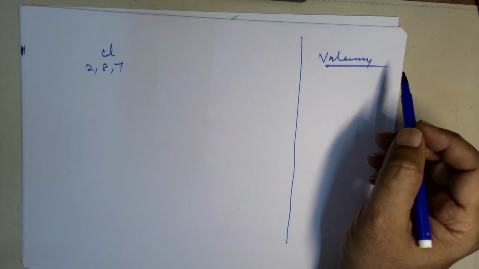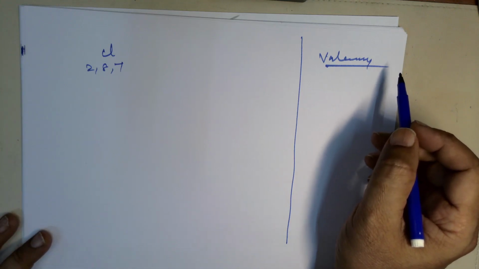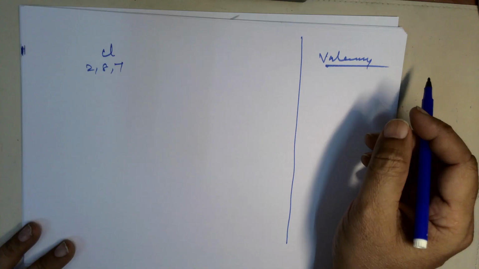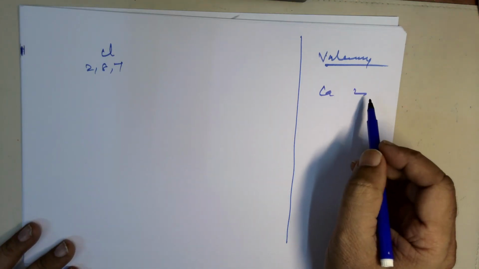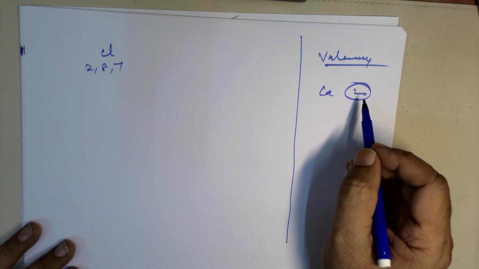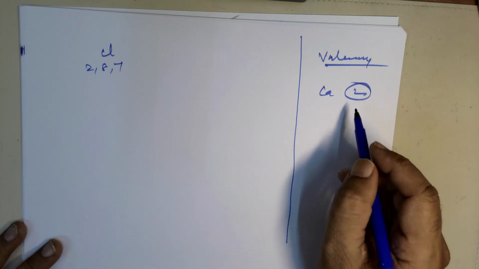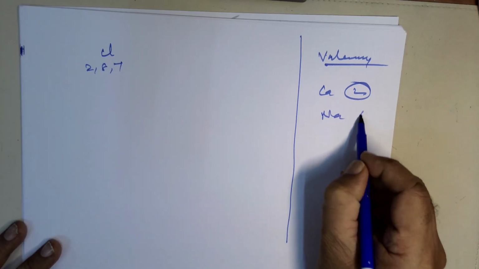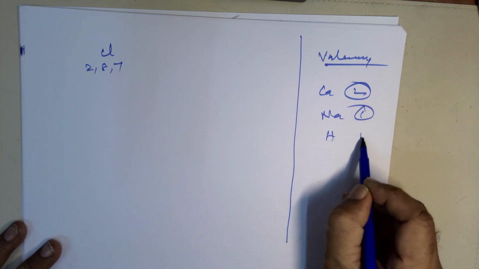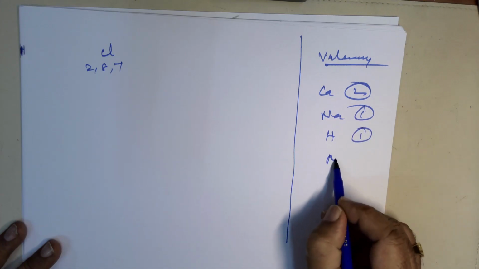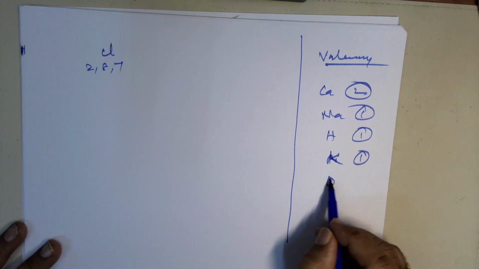Valency is the number of electrons available in the outermost shell. Take down, it is nothing but binding tendency. For example, calcium has got two valency. Why? It has got two electrons in the outermost shell that can interact with other elements. Similarly, sodium it is one. For hydrogen it is one. For potassium it is one. So likewise it goes. For oxygen it is two.